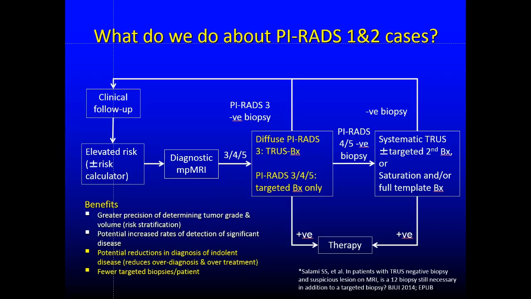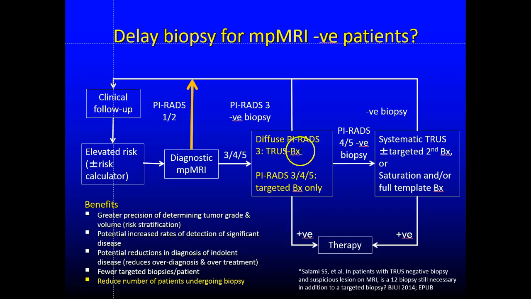The question that really one should ask is, what do we do about patients who have a negative MRI? If you have a negative MRI, some people would say you should biopsy them anyway, because they are clinically suspicious. Well, we're not sure about this anymore. If you have a negative MRI, we suggest clinical follow-up and periodic reevaluation of the patient's risk. That way, we reduce the total number of patients undergoing biopsy.